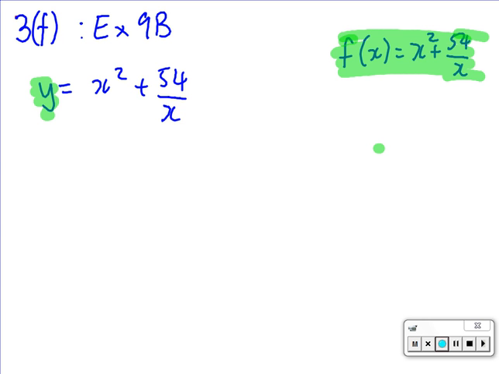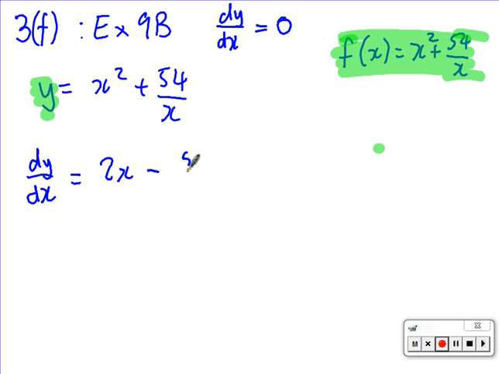So we want to find maximum and minimum points, stationary points, of this y, which is equal to x squared plus 54 over x. So what we've got to do is find points where the gradient is 0. So let's just write dy by dx is 0 at the top. Keep that in mind. Well, first things first then, let's differentiate. dy by dx, you should have prepared it first, but let's assume that you have. This x is a power minus 1, so when we multiply it, we get minus 54 over x squared. You can work that through on your own if you need to.